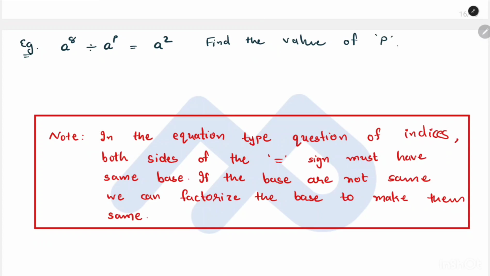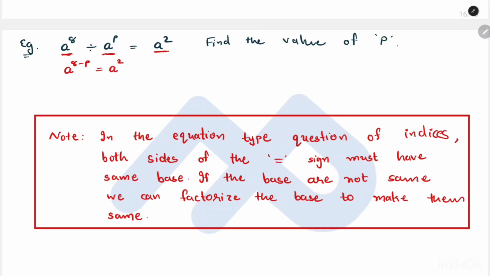We'll see some questions of prime factorization also, but right now in this question the bases are a only. You see on the left hand side both the bases are a and on the right hand side also the base is a. So you don't need to do the prime factorization here. We can directly apply the indices rules and solve this. So in division, if the bases are the same, what do you do? You subtract the powers. So that's a raised to 8 minus p, that is equal to a raised to 2.